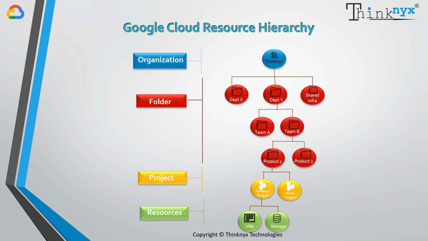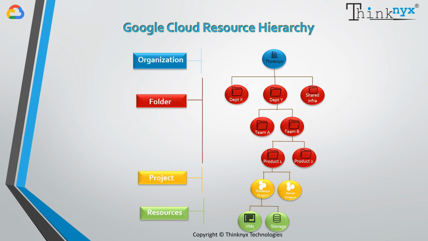Folders are nodes in the Google Cloud resource hierarchy. They contain projects, other folders, or a combination of both. Organizations can use folders to group multiple projects under the organization node in a Google Cloud hierarchy. Here we have three folders: Department X, Department Y, and Shared Infra. Department Y has two folders, Team A and Team B, and Team B has two folders named Product 1 and 2.